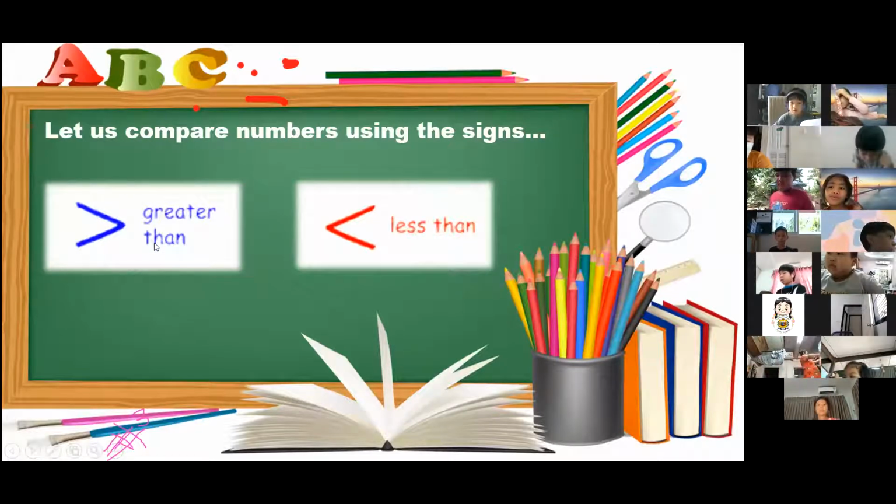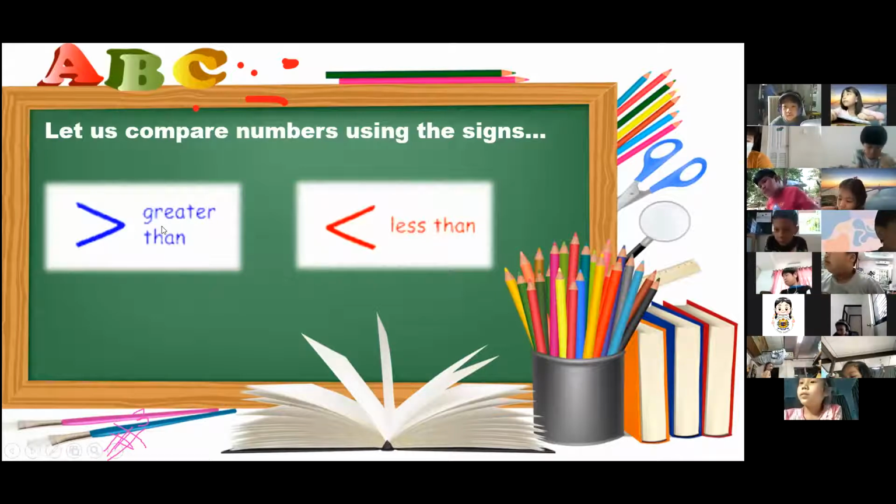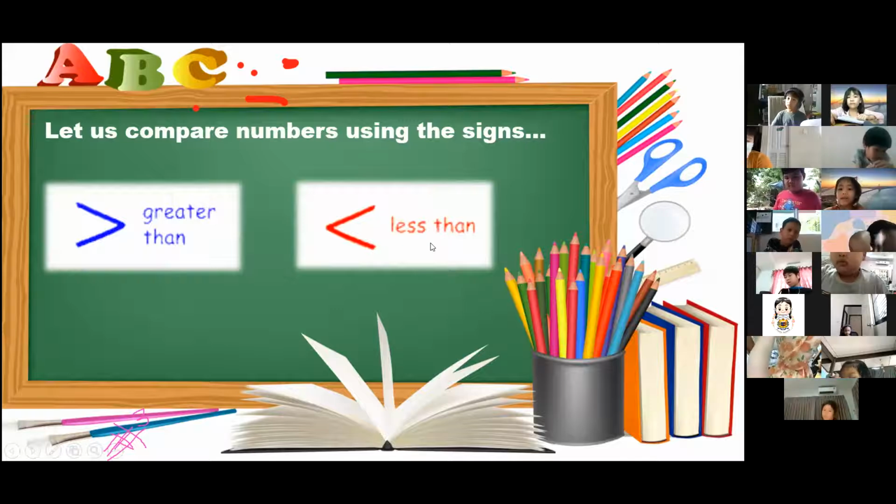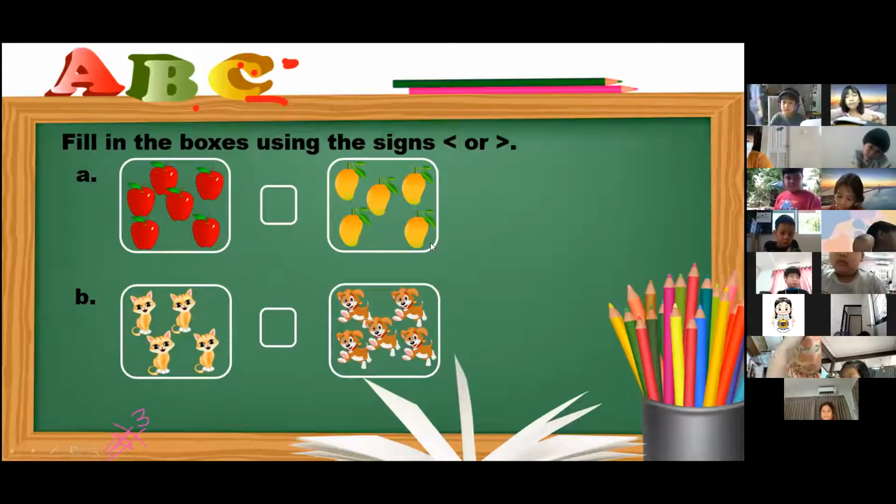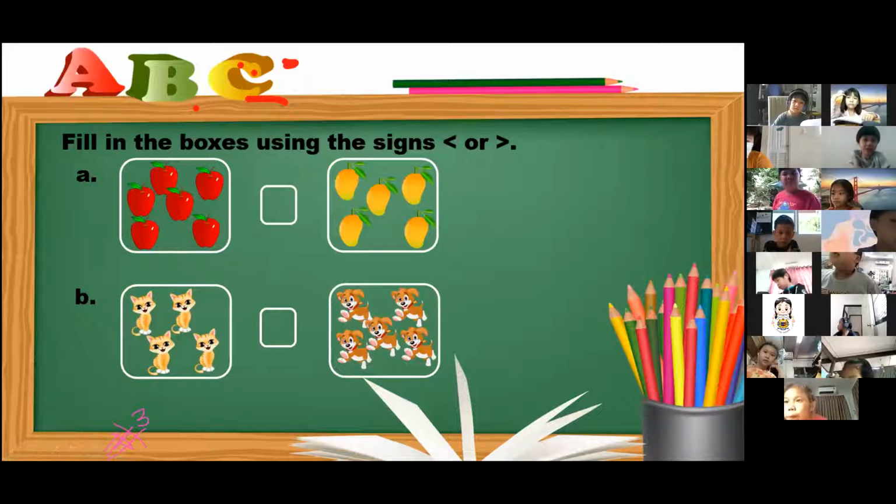Again, everybody repeat after me: greater than. And the other word is less than. One more time: greater than, and the other one, less than. Okay, very good. Let us try to fill in the boxes using the signs smaller than or greater than.